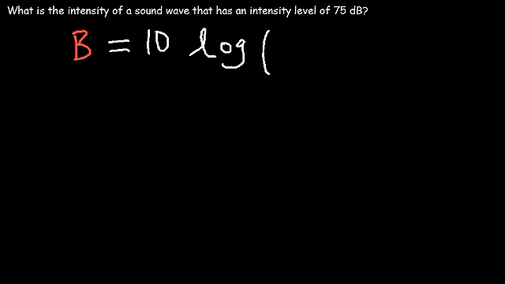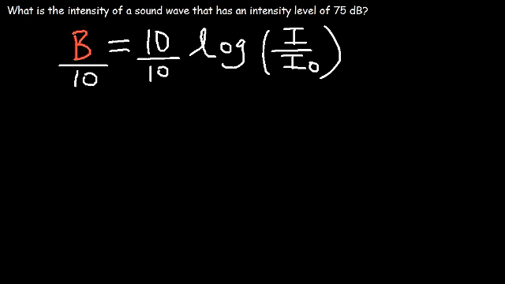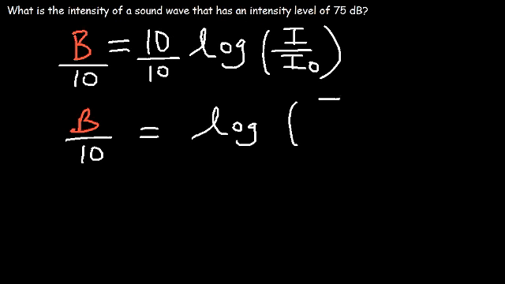What is the intensity of a sound wave that has an intensity level of 75 decibels? Starting with this equation, we need to rearrange it to solve for the intensity. So let's go ahead and do that first. The first thing we should do is divide both sides by 10. So the intensity level divided by 10 is equal to log of the intensity over the threshold of hearing.